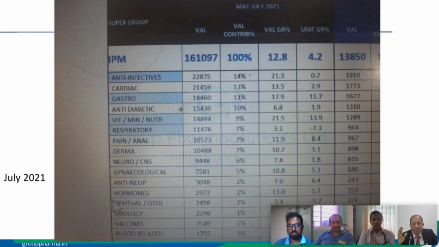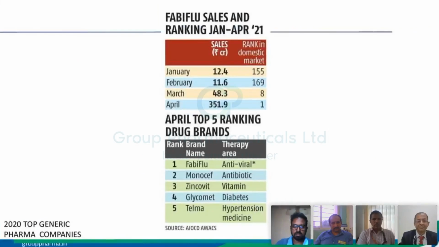So you can imagine the muscle power, the money power of the multinational companies, and you can imagine at what an affordable rate India is making its medicines. So this is the interesting facet.